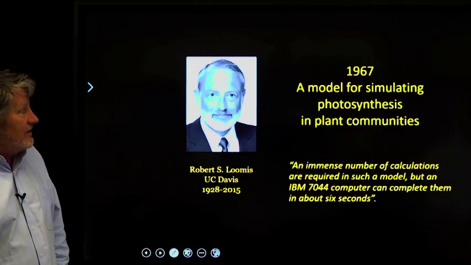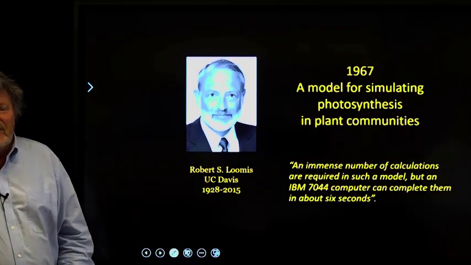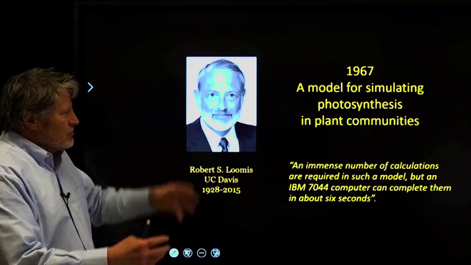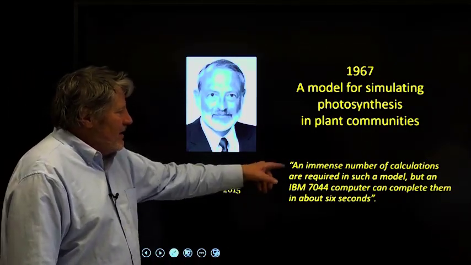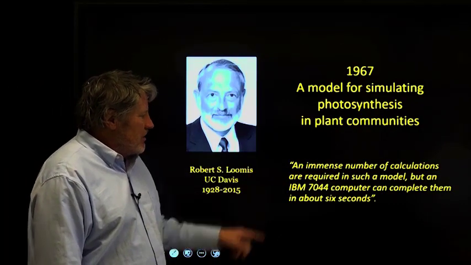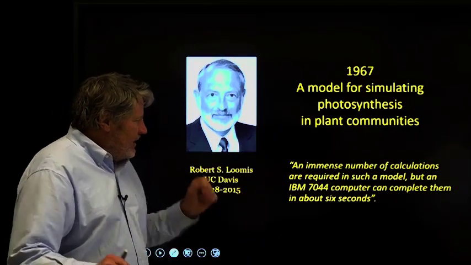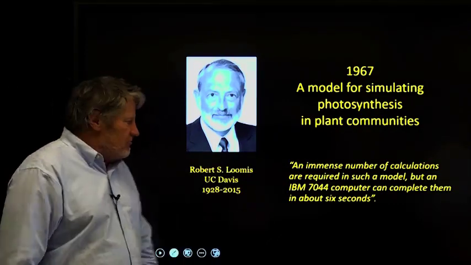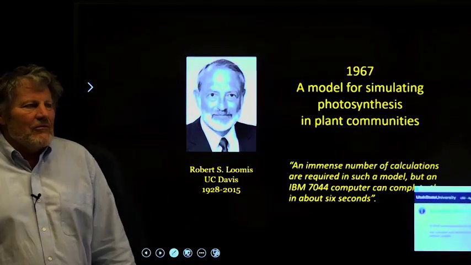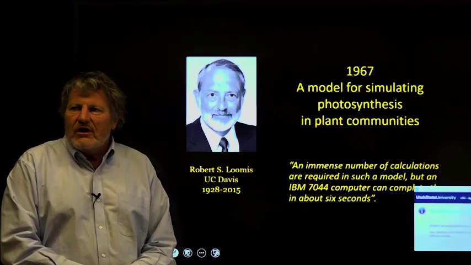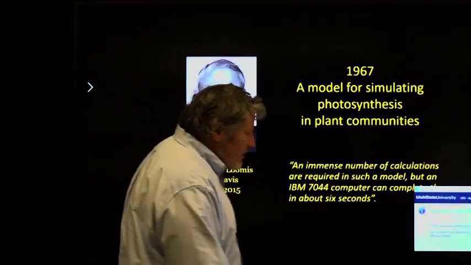Now one more slide. 1967, he got into doing photosynthesis and plant communities, and look what he says in his paper. An immense number of calculations are required in such a model, but an IBM 7044 computer can do it in 6 seconds. So now it would be 6 milliseconds in our computers.